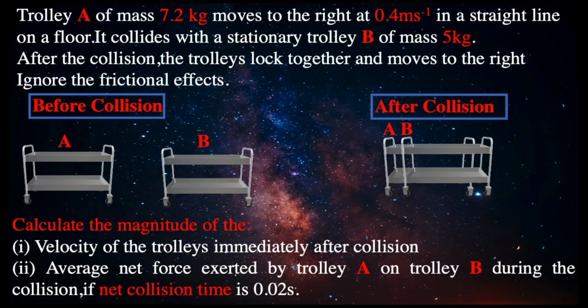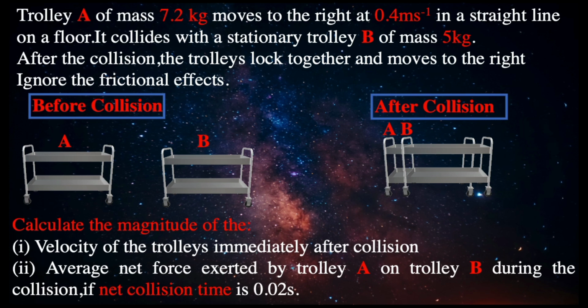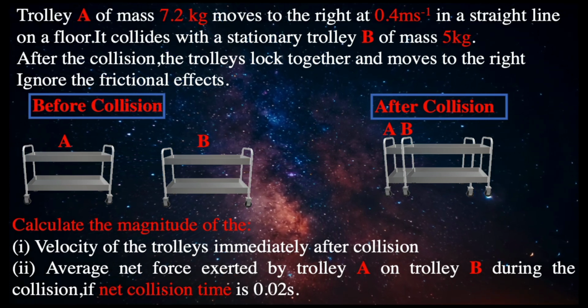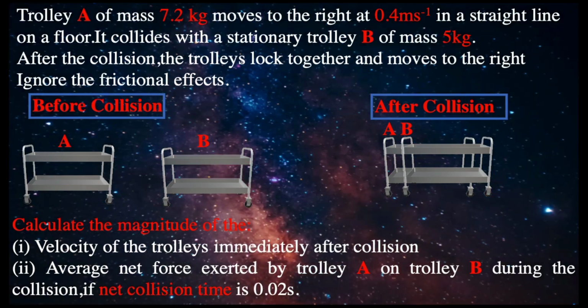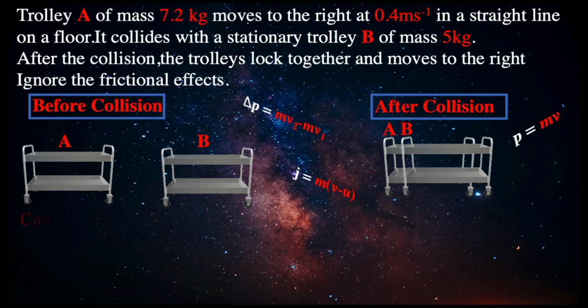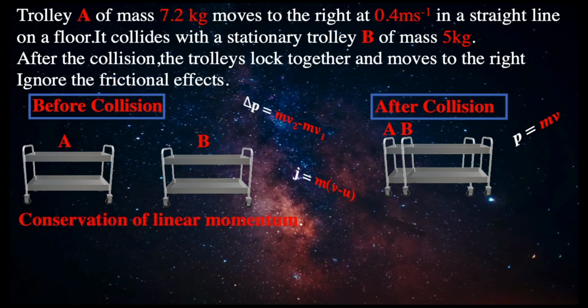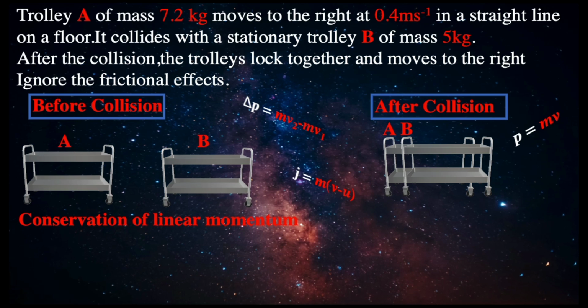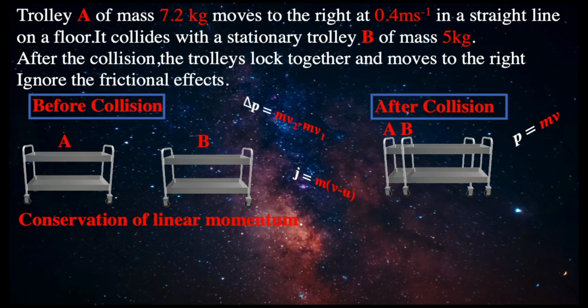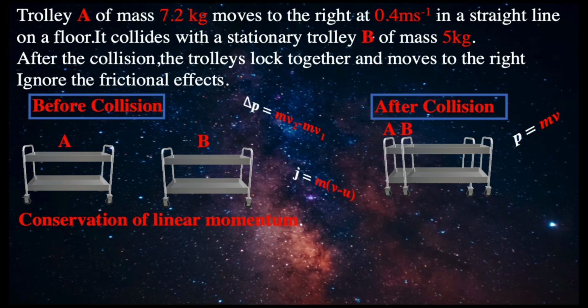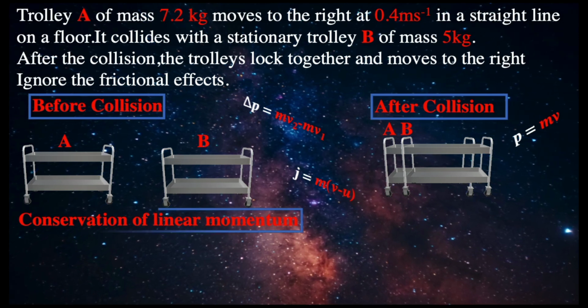Okay, so I'm going to start with question number 1. Determine the velocity of the trolleys immediately after the collision. I'm going to consider conservation of linear momentum. What does conservation of linear momentum state? It just says that initial momentum is equal to final momentum, because momentum is constant. It's not going to change unless acted upon by an external force. So that's what we're going to do.